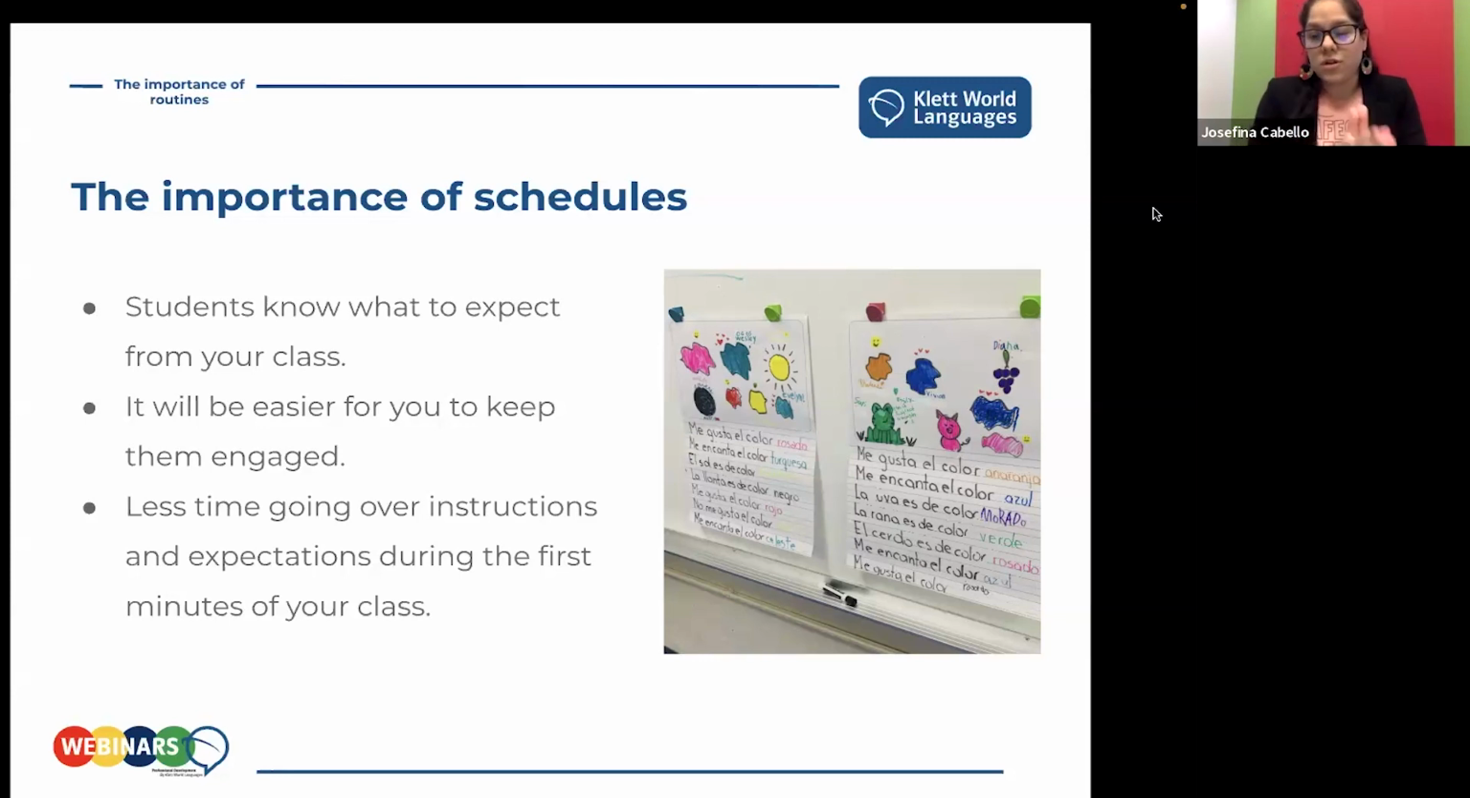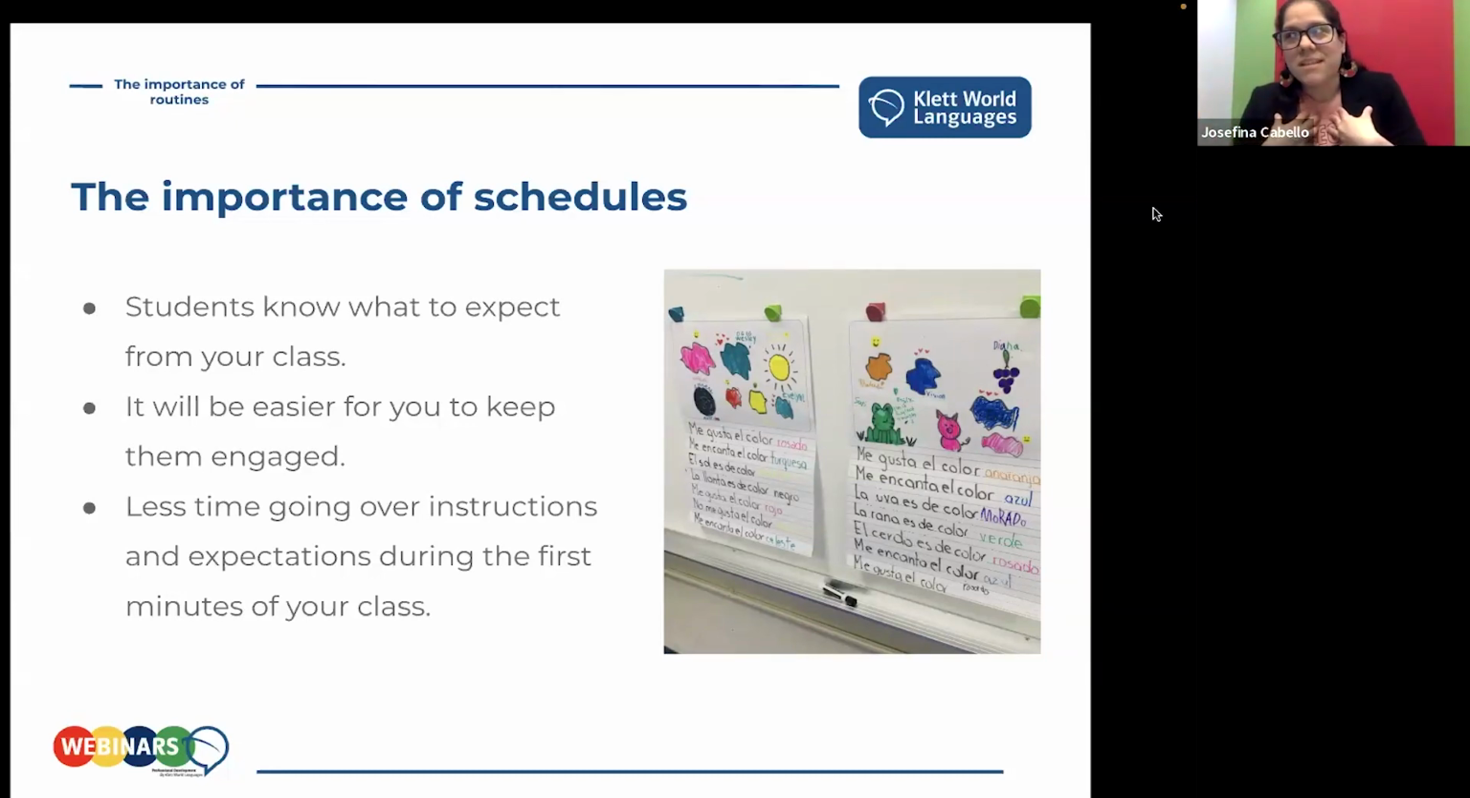Like if you have a song at the beginning of the class, they know they have to be ready for the song. If you have a game, they know they want to participate in the game. So it's going to be easier for you to keep them engaged. And also, if they know what's going to happen, it's going to be less time for you to go over instructions and expectations during the first minutes of your class.